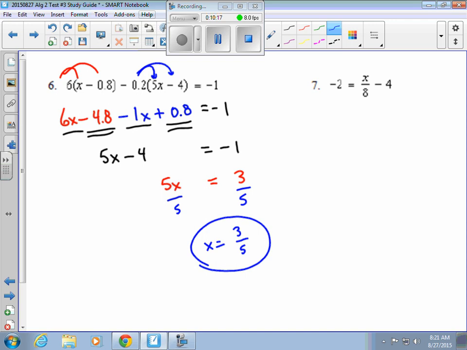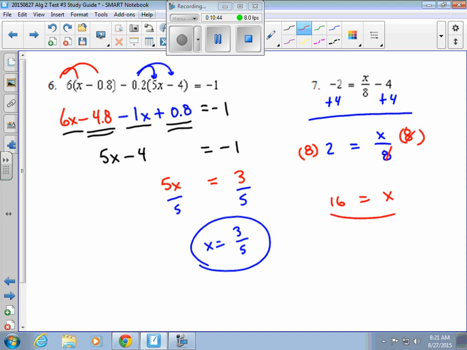Number 7 says negative 2 is equal to x over 8 minus 4. Undo minus 4 first by adding it. You add it to the right, add it to the left. Negative 2 plus 4 is positive 2, is equal to x over 8. Undo x divided by 8 by multiplying both sides by 8. Multiply the right, multiply the left. 8 times 2 is 16. This cancels. It's equal to x.